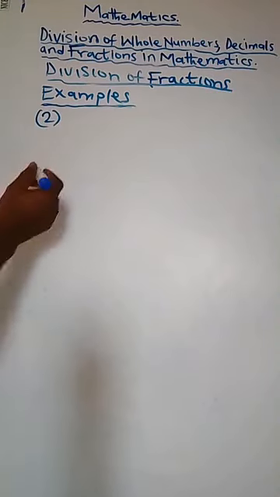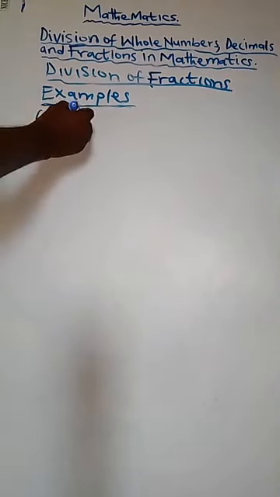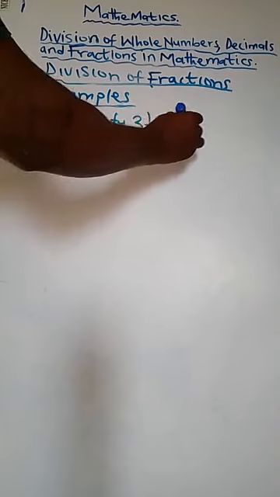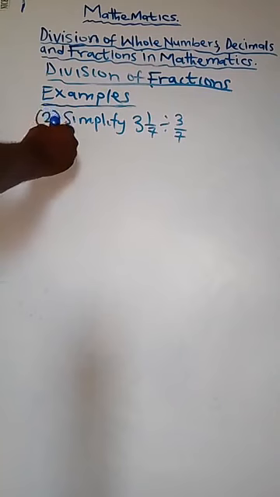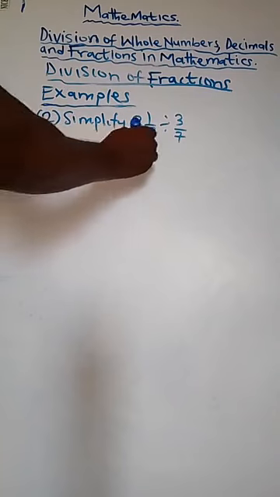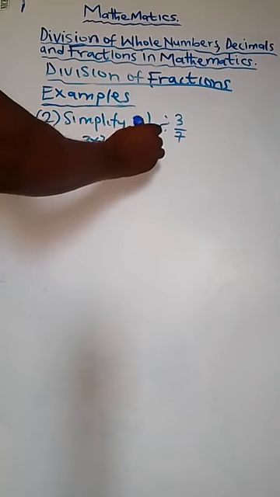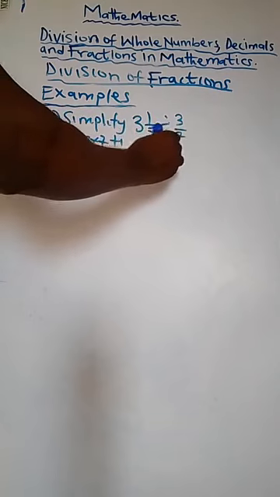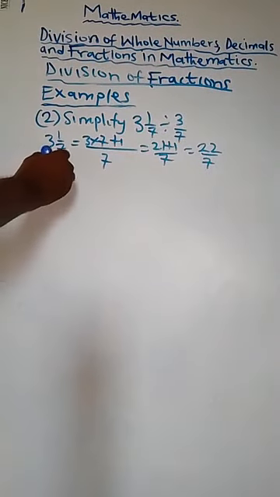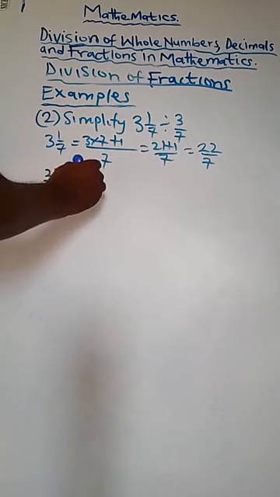Let's look at another example. Example 2. Let's say you have a question that says simplify 3 whole number 1 over 7 divided by 3 over 7. Right? The first thing we do is to convert this one to an improper fraction. So 3 whole number 1 over 7 is the same thing as 3 times 7 plus 1. So that is 21 plus 1 over 7. That is 22 over 7. So we can now write our question and say 22 over 7 divided by 3 over 7.